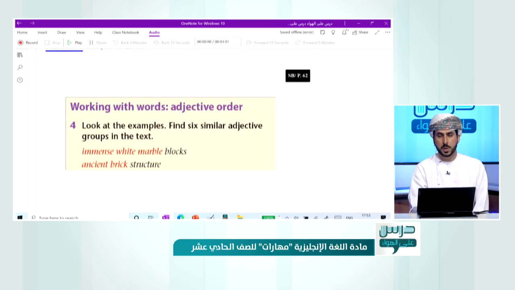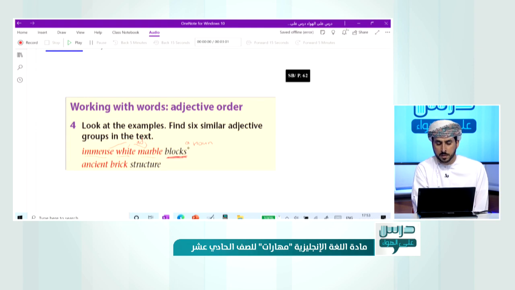Now let's move to the fourth question that we have here on the same page, page 62. Working with words, adjective order. Look at the examples. Find 6 similar adjective groups in the text. Here we have an example. Immense, white, marble, blocks. These words are all adjectives. They are what? They are adjectives. And here we have what? We have a noun.